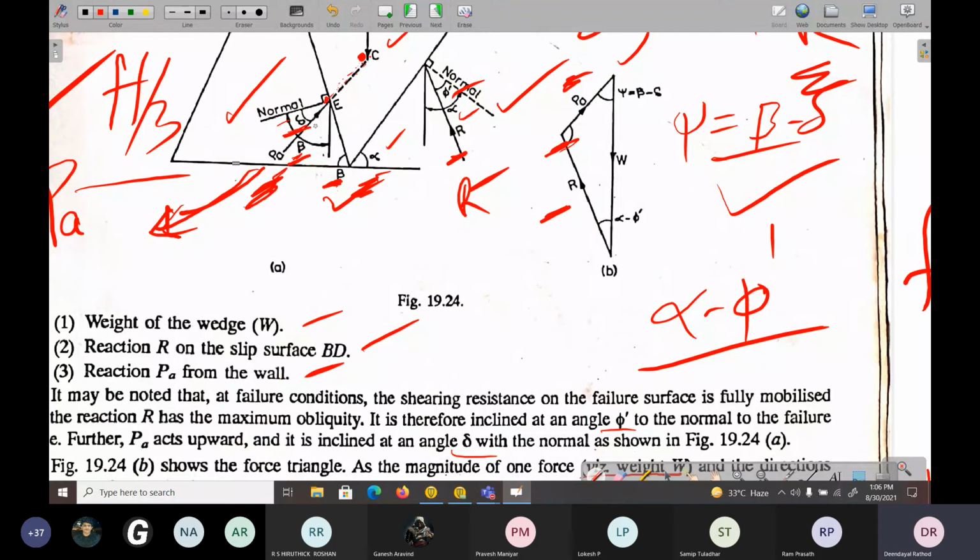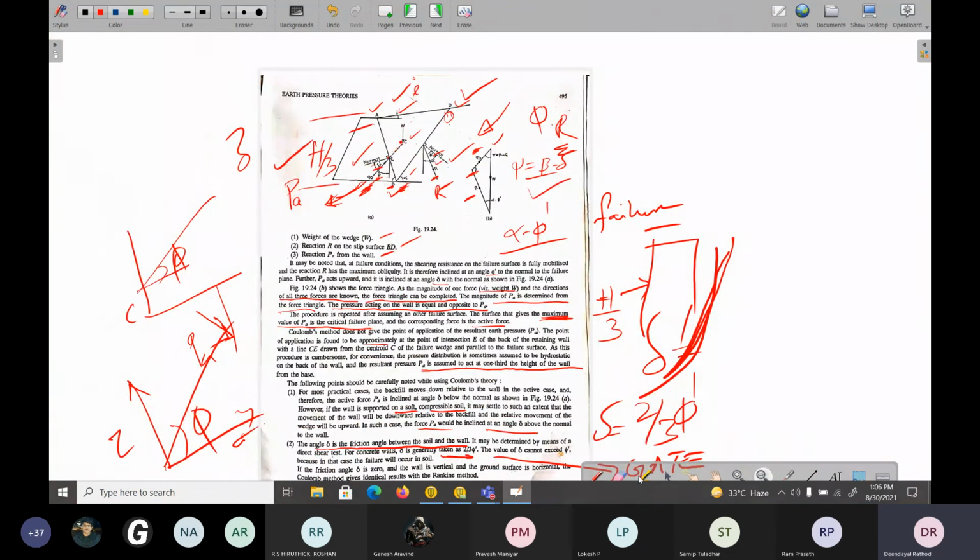So this is the story about Coulomb's method, where he has assumed the wall is rough and the surface also inclined with inclination of i. Okay, the surface also he has assumed inclined, and he gave the solution, active earth pressure coefficient Ka.